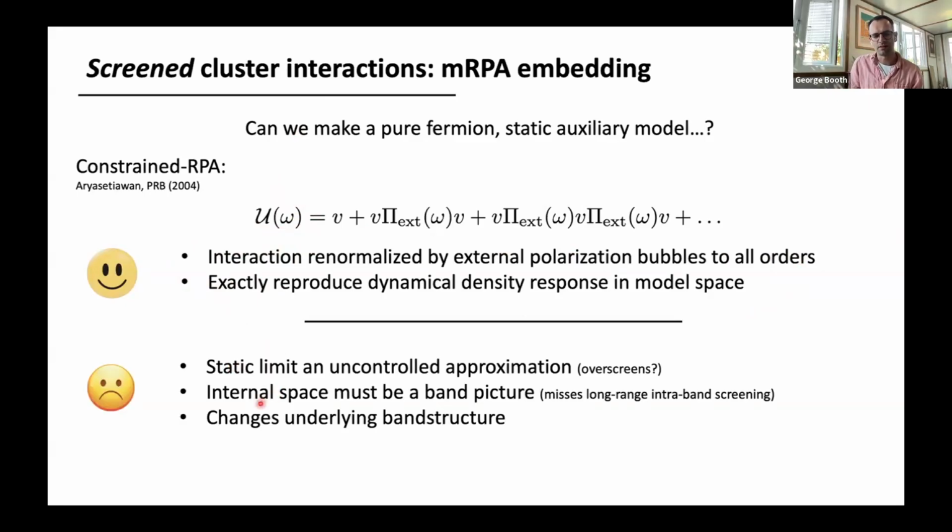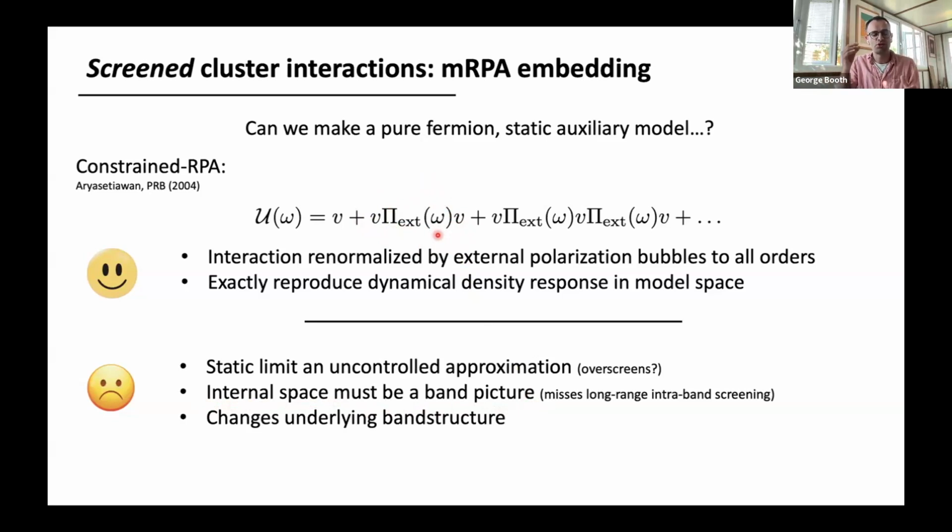The other, maybe larger, technical difficulty in the application of CRPA is that this internal space, defined to be the space that is disjoint to the external space where the screening is applied, must be a band description. So you must select the bands into which you want to downfold. That's problematic if the aim is not to downfold to a long-range interacting low-energy model, but instead a local model that we want to use for quantum embedding.